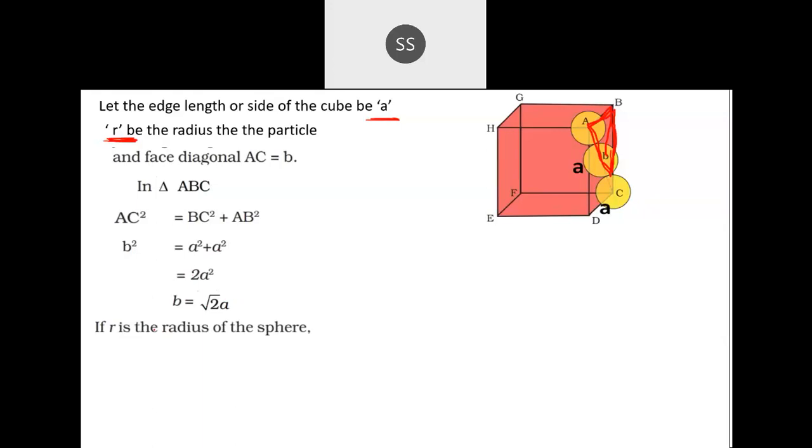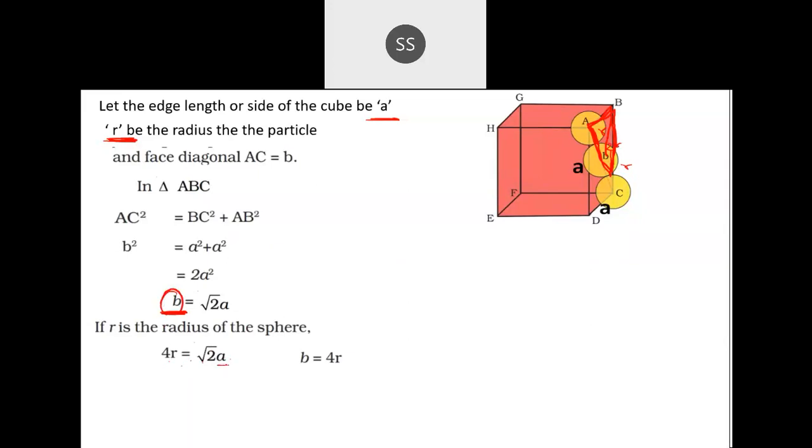And you know R is the radius of the sphere, so you can get the B value also in terms of radius now. B value is equal to 4R, that you have seen here: this R, plus the remaining 2R, and the last one, one more R. So B value is equal to 4R. Now we will substitute that in this equation. So we will get 4R is equal to root 2A.